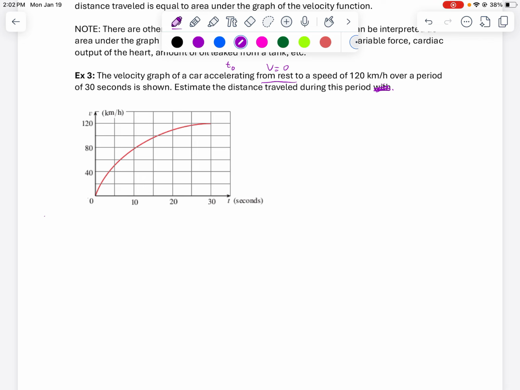To a speed of 120 kilometers. So this is basically t sub n, so when t sub n is equal to 30, v is equal to this much.